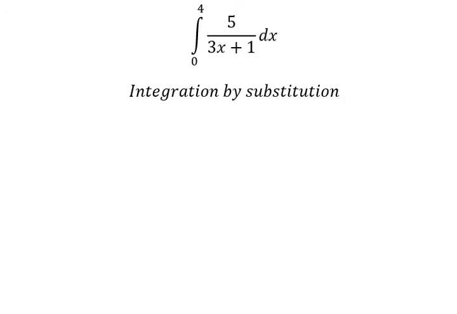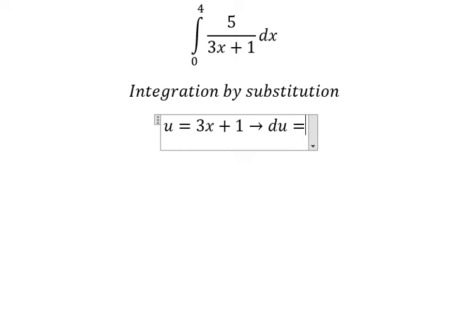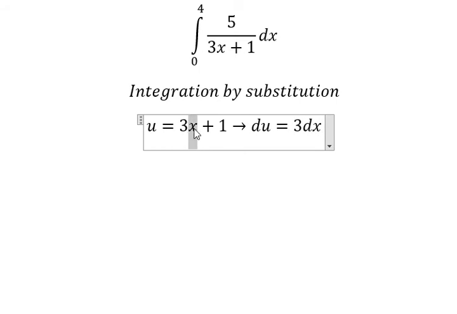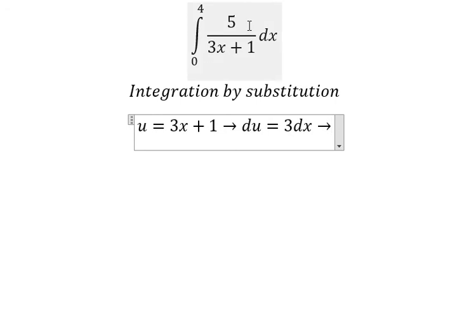So I will put u equal to 3x plus 1. Later, we take the first derivative of both sides, and we have 3dx. The first derivative of x, we have number 1. This one is the constant, so you get 0. Because we don't have number 3, we divide both sides by number 3.